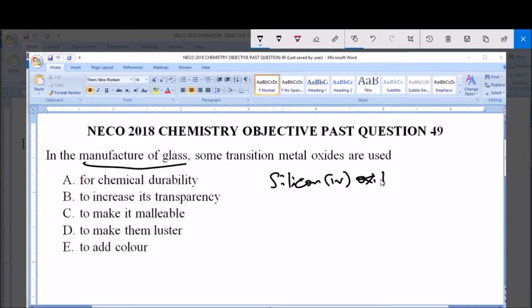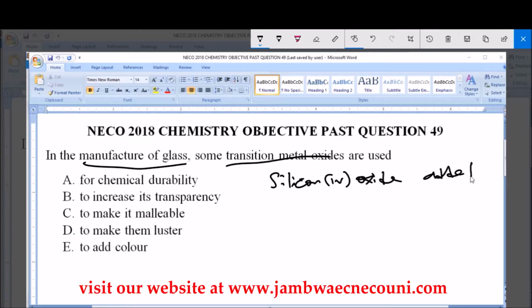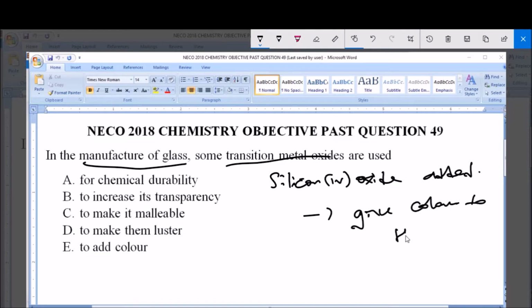Now, during the manufacture of glass using silicon 4 oxide, transition metal oxides are actually added in order to give color to the glass. This is possible because each transition metal has its characteristic color. Addition of a transition metal to a glass will give it its own characteristic color, and this is how colored glasses are produced.